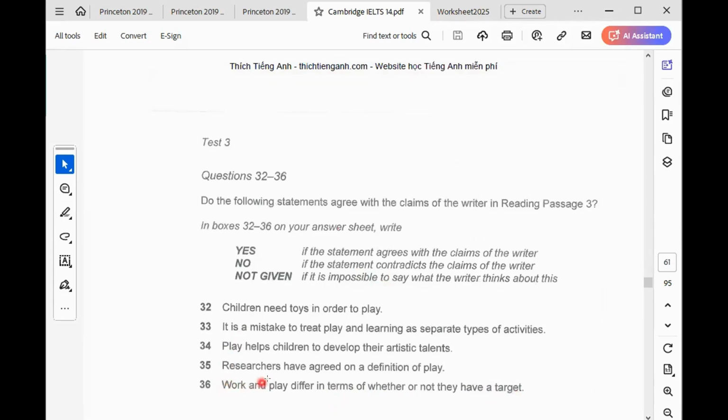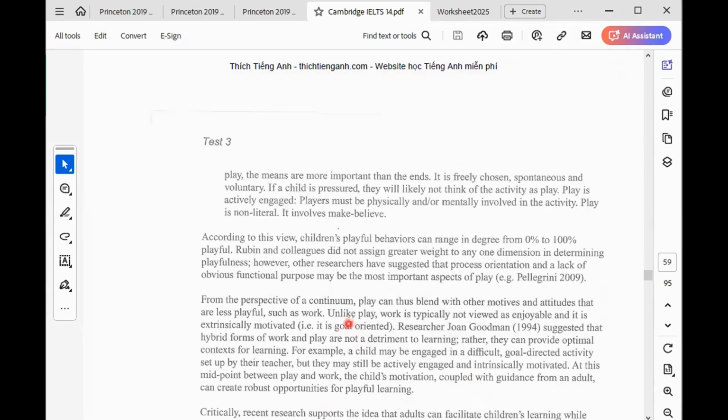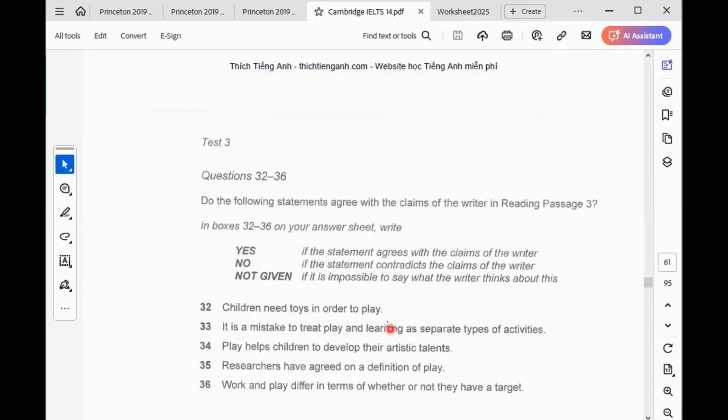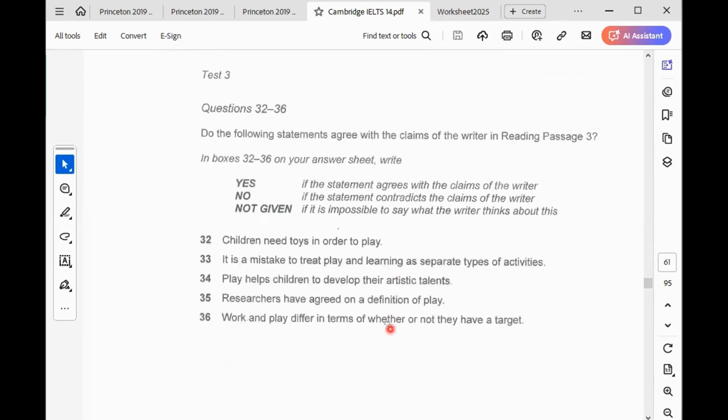This number 36 is going to be yes. Have a target is a paraphrase for goal-oriented. So number 36, I'm going to pick yes for number 36.